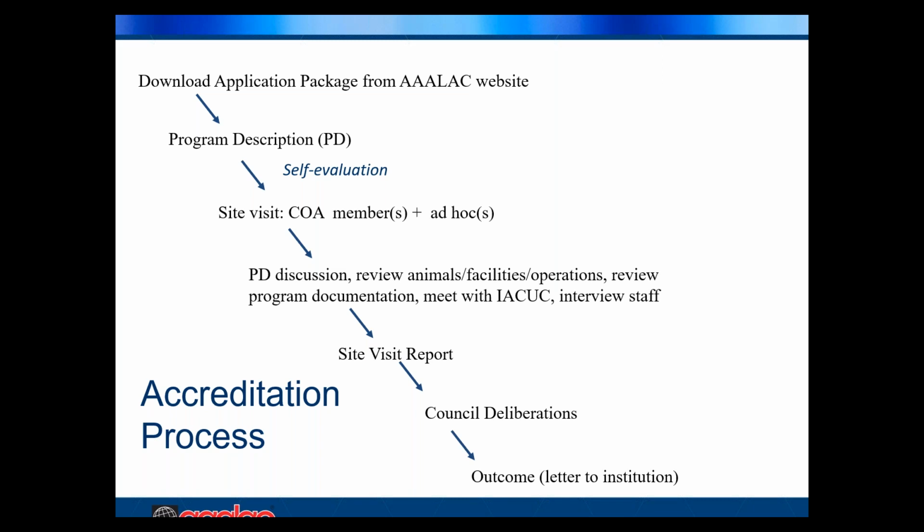The site visit team evaluates the health and well-being of the animals, reviews the facilities and facility operations, including interviews with staff, and they assess how well the program's systems of internal oversight are functioning through discussions with the IACUC and review of program records and documents. Then the site visit team prepares a report of their observations. That report is reviewed and discussed by members of the Council on Accreditation, who subsequently take a formal vote on the accreditation status of the institution. That information is conveyed by a letter to the institution. Next slide, please.